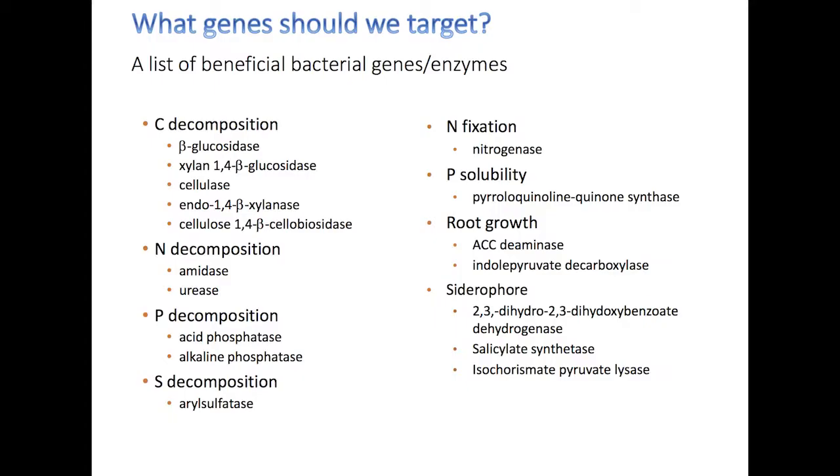If most microbes or bacteria have 4,000 genes in them on average, what genes are we going to target here to understand soils? So I put together a list of genes that all relate to different processes or beneficial processes in soil, everything from carbon decomposition and nitrogen fixation down to siderophore production, which we'll talk about in a little bit as that relates to disease.